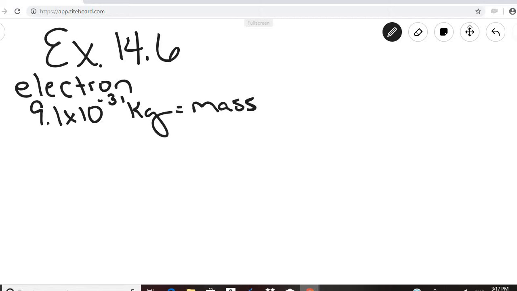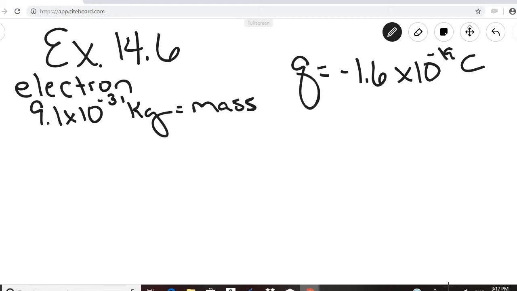And we are given that Q, its charge, is negative 1.6 times 10 to the negative 19 coulombs. And it starts at rest and travels from the negative plate. So it's starting at the negative plate, going negative to positive, which means that we're going to get an increase in electric potential. And we are told that the capacitor is 3.1 times 10 to the negative 6 farads.